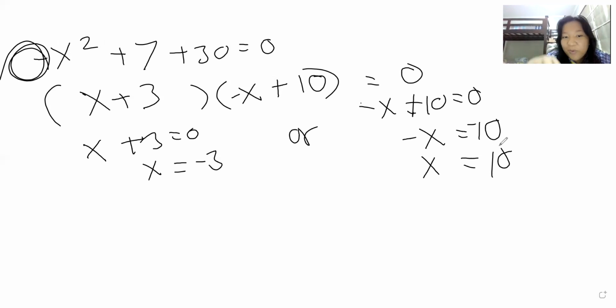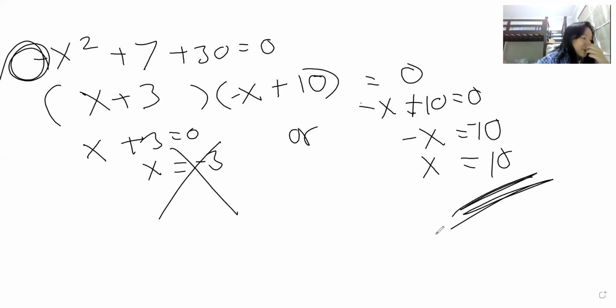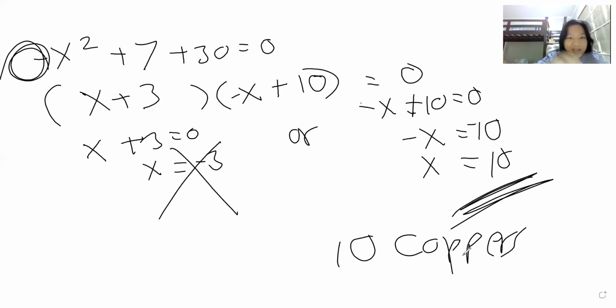Of course, I will not take this one. No, this one is wrong. You cannot have a negative number of coins. So this is my last answer for the second part of number 3. There are 10 coppers in the entire thing.